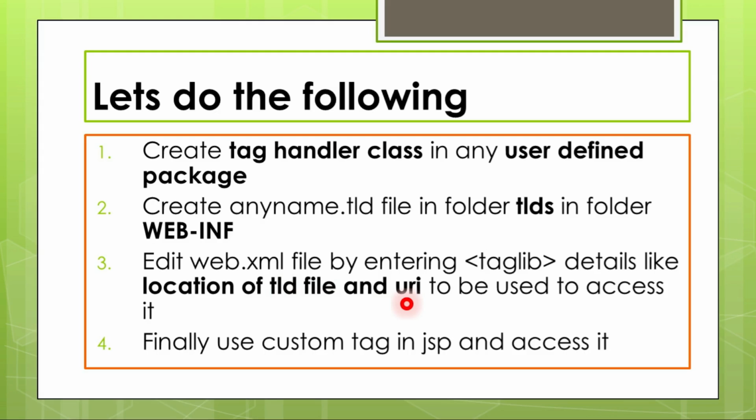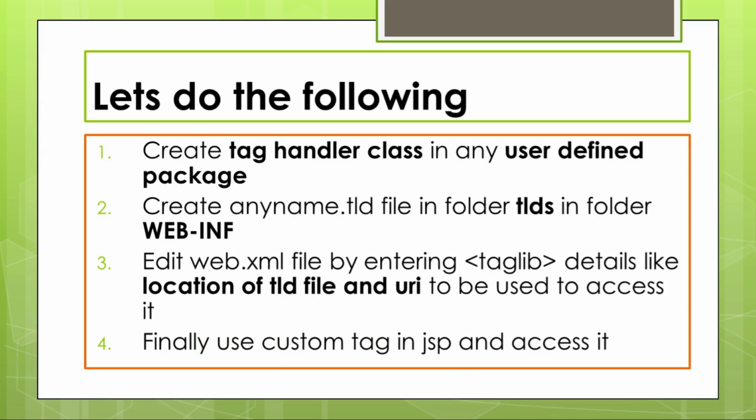You have created a TLD file and the location of the TLD file has to be placed. You need to set some URI for the location because the location is quite a big one. That bigger location we cannot use inside the programs. For simplicity, we can use a URI. Whatever the location is, wherever your Apache Tomcat is running, it doesn't matter. For the physical location of the TLD file which is placed in WEB-INF, we are going to set a URI and use the URI inside the JSP file. Finally, we use the custom tag in the JSP file and access it.